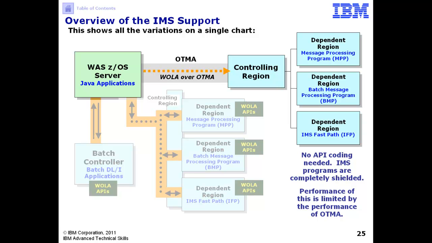In this usage scenario, WOLA in WAS is not talking directly to the programs in IMS. Rather, WOLA is making use of the OTMA interface of IMS to piggyback into IMS. Because of this, the performance you will see with WOLA over OTMA is limited to the performance of OTMA itself. You get ease of use and flexibility, but at the expense of the pure WOLA performance you'd see by writing directly to the APIs.